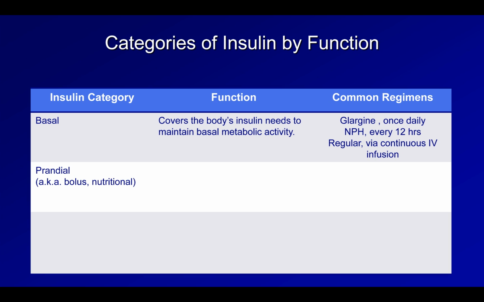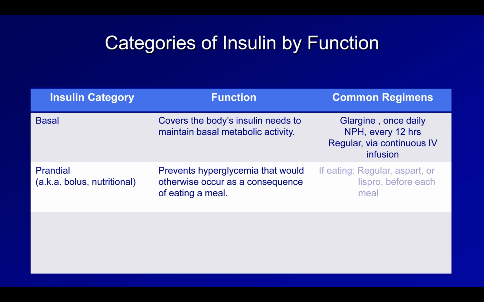Next is prandial insulin, sometimes referred to as bolus or nutritional insulin. This prevents the hyperglycemia that would otherwise occur as a consequence of eating a meal. In patients who are eating, common regimens include regular, Aspart, or Lispro before each meal. In patients who are NPO, this should obviously be held.